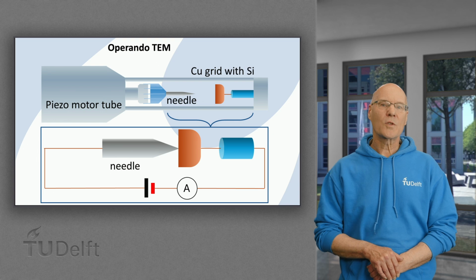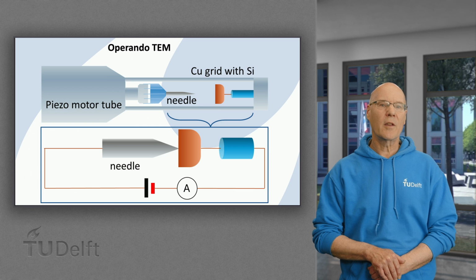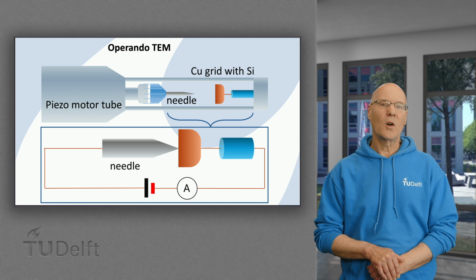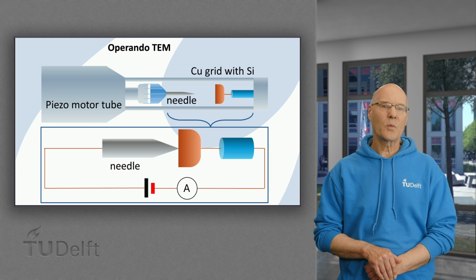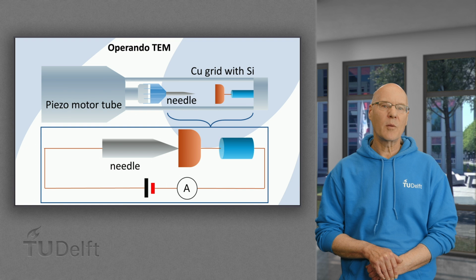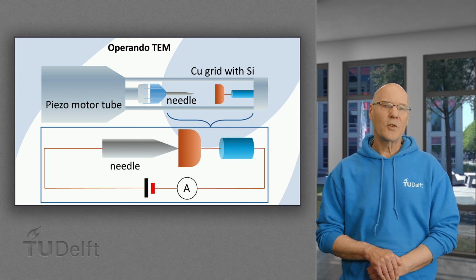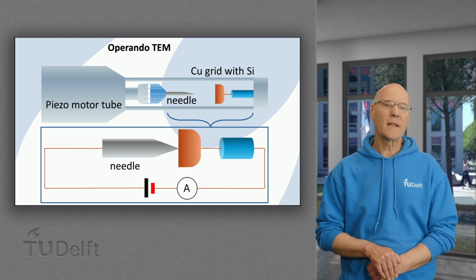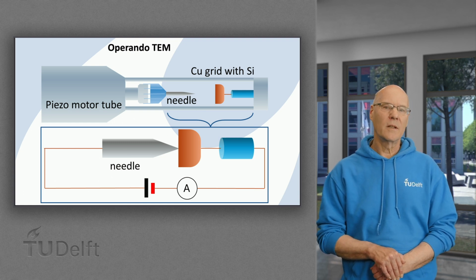Operando TEM was also used to study the expansion of the silicon nanoparticles during lithium insertion. Silicon nanoparticles were deposited on a TEM grid. A lithium metallic electrode coated with a solid electrolyte was slowly brought in contact with the silicon nanoparticles. A voltage was applied to force lithium to move from the lithium electrode through the solid electrolyte to the silicon nanoparticles. A real-time analysis was recorded.